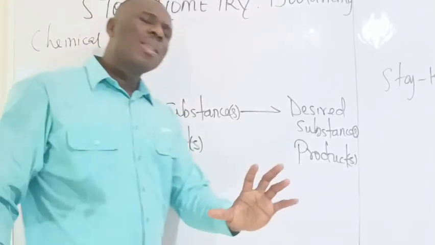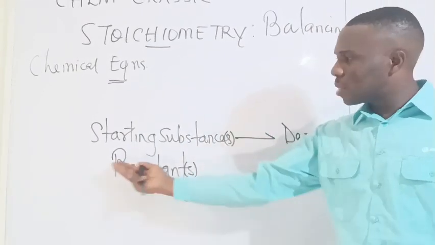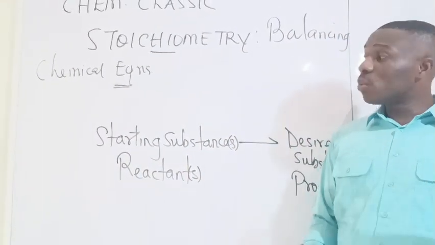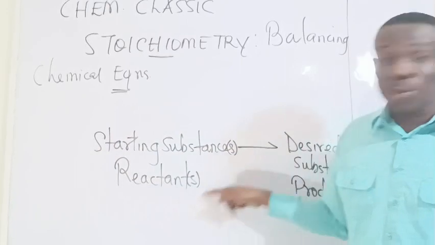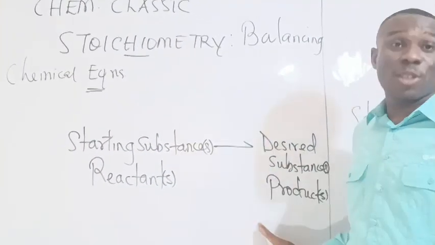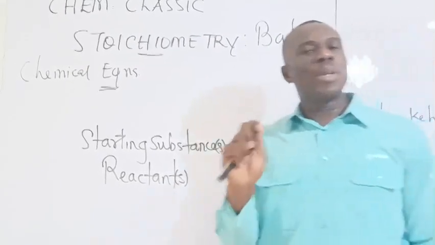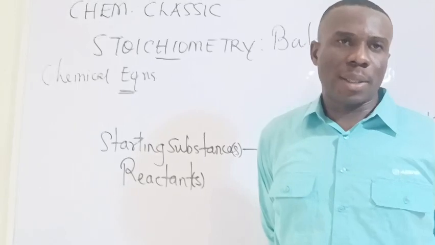there is no net change in the total mass of substances that undergo a chemical reaction. So, in other words, the total mass of the starting substances would not be different from the total mass of the desired substances. In other words, they have to be the same. That describes the law of the conservation of mass.